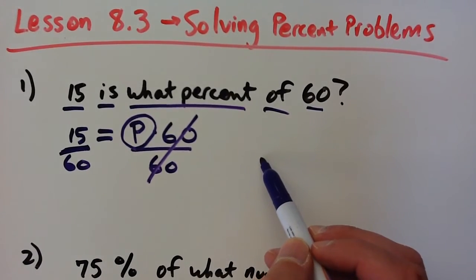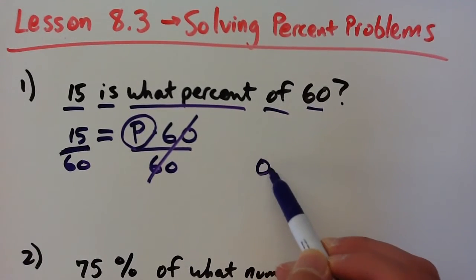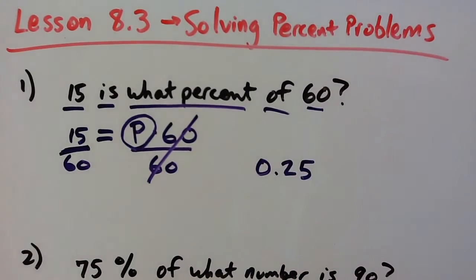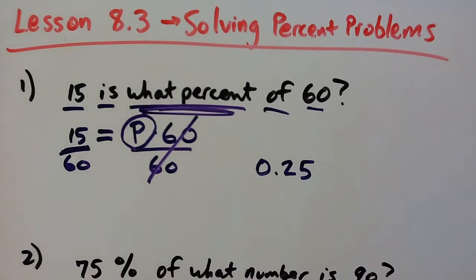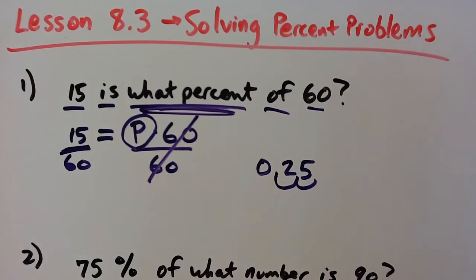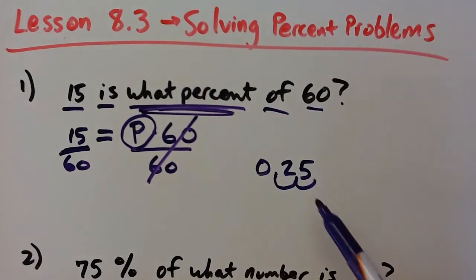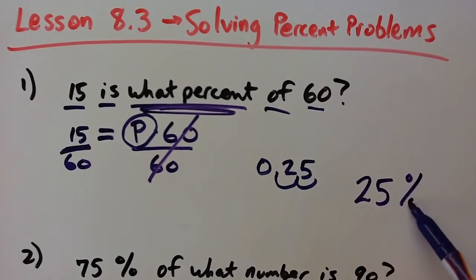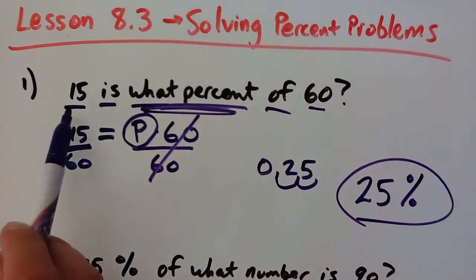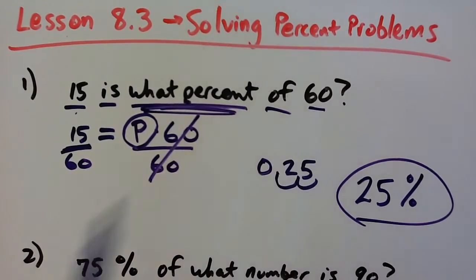If you put that into your calculator, you will get 0.25. But this is a decimal, and I want to know what percent 15 is of 60. And so my last step here would be to take this decimal to a percentage, either by multiplying by 100 or moving the decimal 2 places to the right, which is the same thing as multiplying by 100. So 0.25 times 100, that would be 25, and I can use my percent symbol. So 25%. 15 is 25% of 60.